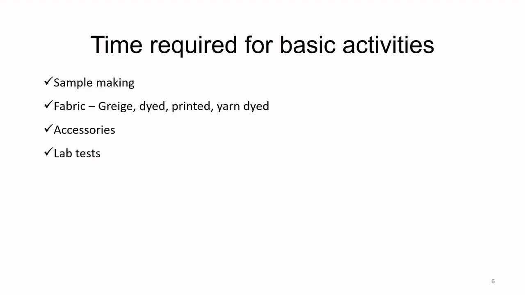And if you look at the lab test, some of the lab tests can be done within 24 hours, but there are some tests which take more than 24 hours. So in that case, you may get the test results in 2 to 3 days. And until such time as you don't get a green signal from the lab test, as in everything is okay, you cannot start the production.